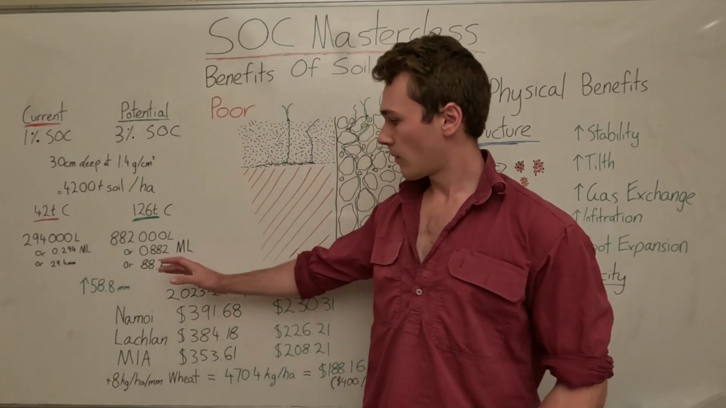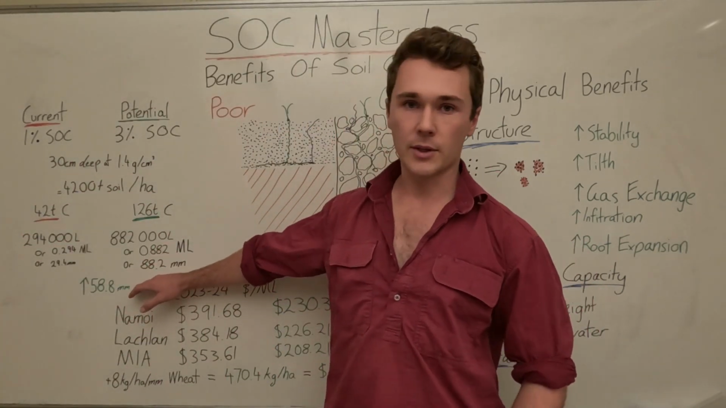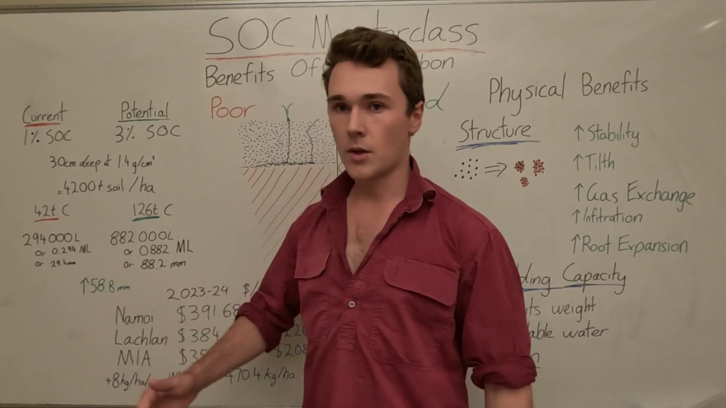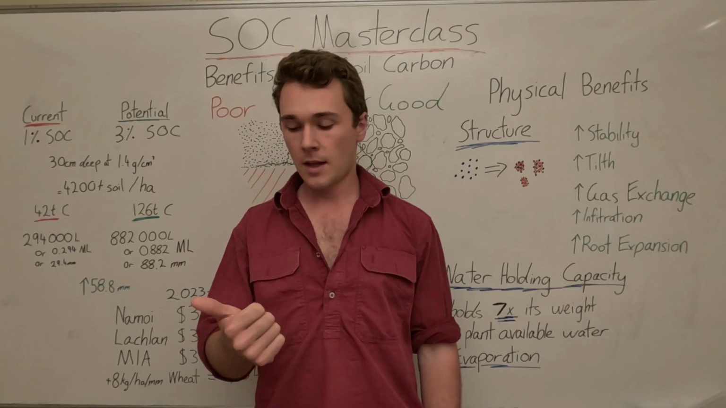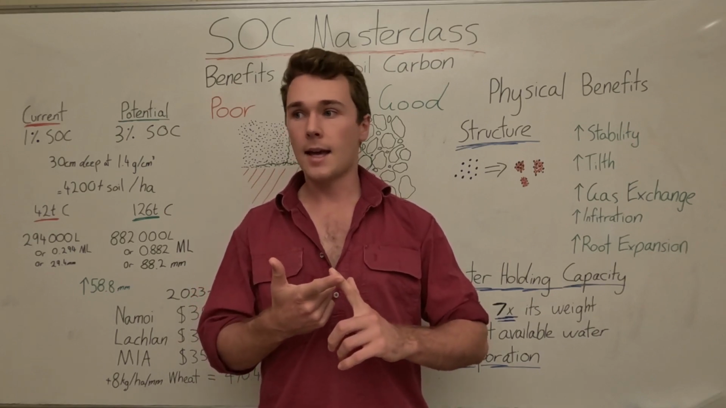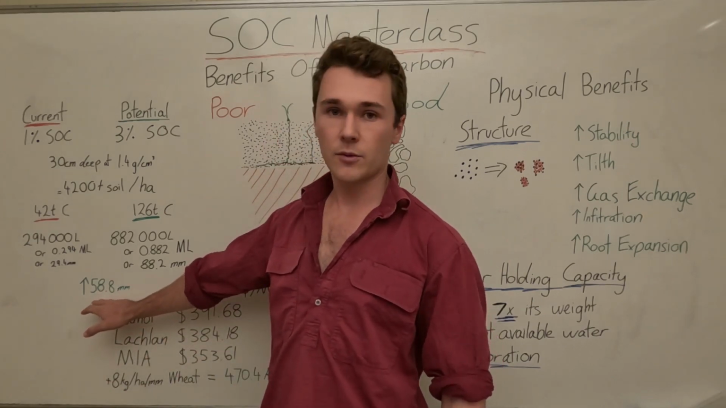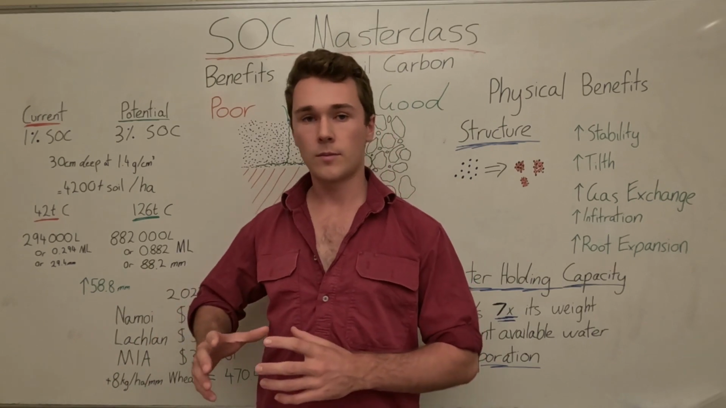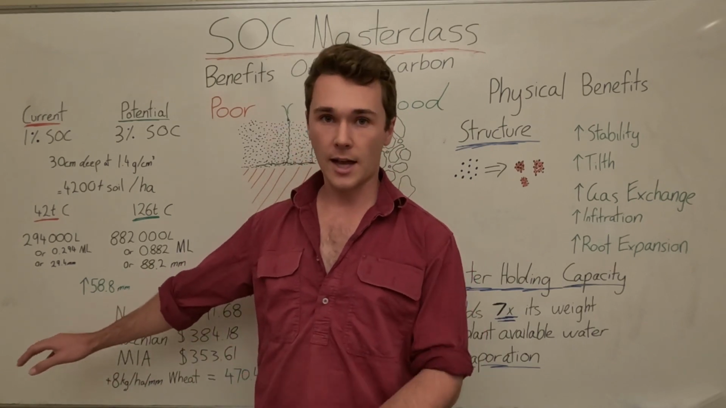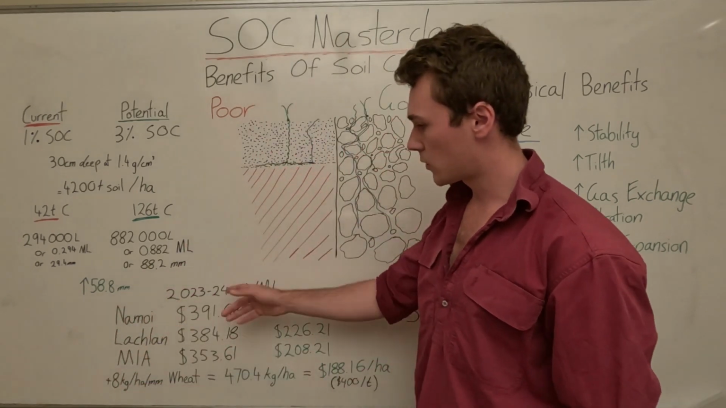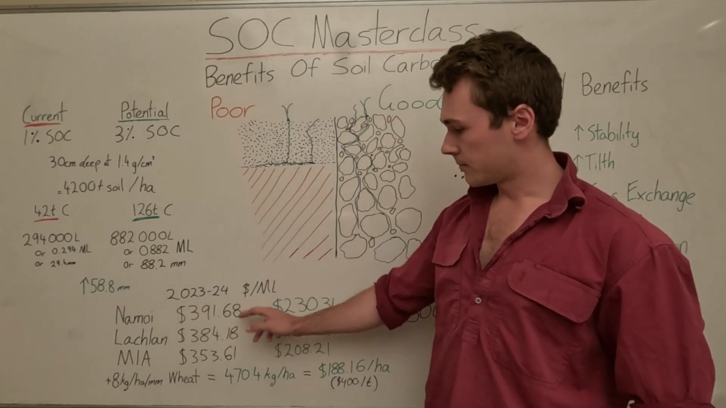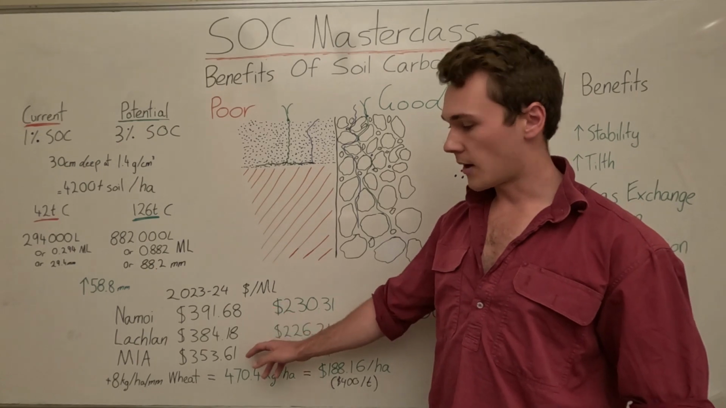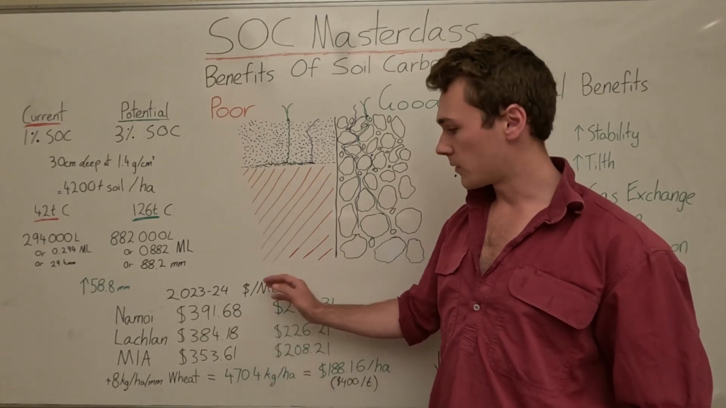But anyways, if we wanted to put a financial figure on that, we can do two things. We can look at the increase in production, and that's what we will be doing for a wheat crop. And we'll also be looking at the money that we could save, or the benefit, if we were to use basically this amount of water in irrigation. So the 2023-2024 water is about $391 to $353 per meg.